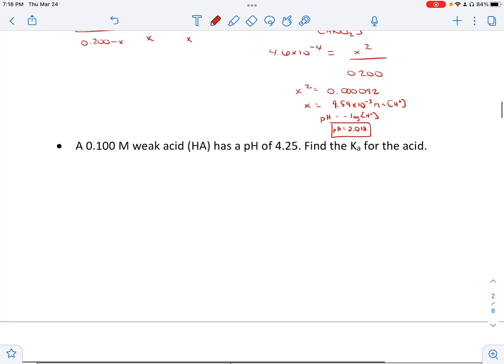All right, let's try one more. This time you're going to work backwards and find Ka. So why don't you hit pause? Try that. I'm going to work it out as you hopefully roll, but hopefully you have a pause button and trying it on your own. Like I said, we're just working backwards, same kind of diff. All right. So hopefully you came up with HA breaks down into H pluses plus A minuses, right? We've got an initial of 0.100. We've got 0, 0, minus x, plus x, plus x.